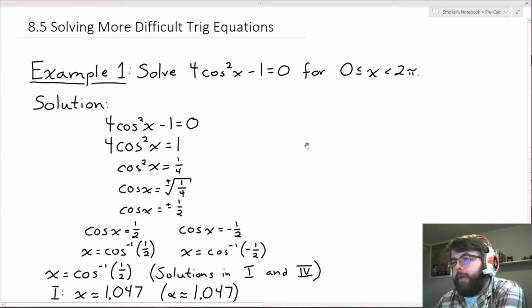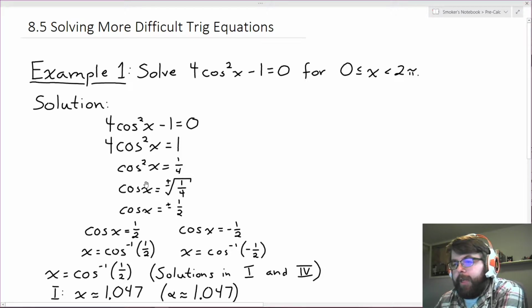Well, what makes this more complicated is this cosine is now squared. That was how it was working before, but in this case, cosine is squared. That makes this a little more complicated. Let's go find out what happens. Add 1 to both sides, divide by 4, and you get cosine squared equals 1/4. The only difference between this and a simple trig function is this squared.